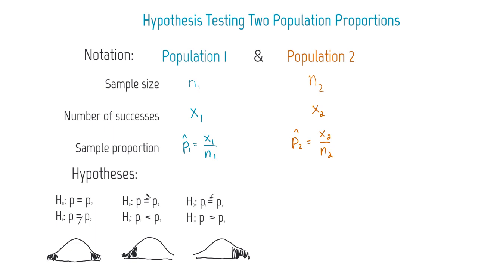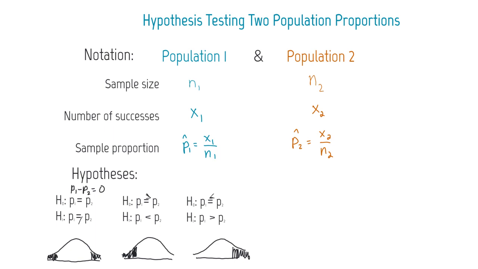Now, each of these hypotheses can be written using the difference notation. So for example, P1 equals P2 could be written P1 minus P2 equals 0. And that would be sufficient. But I think having the different proportions on either side of the symbol is more intuitive in our brains than to think about the difference. But it really is the difference that we're using in order to calculate these probabilities.